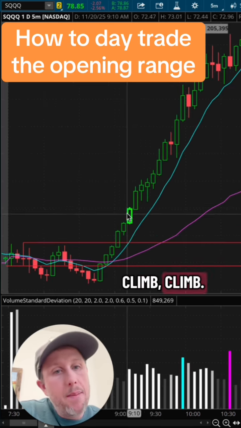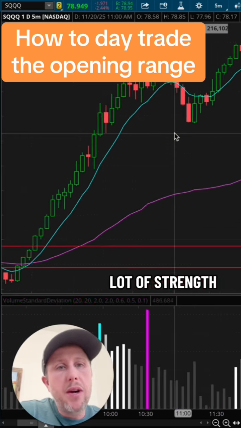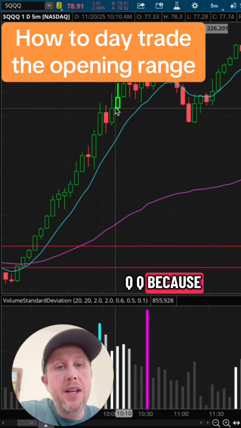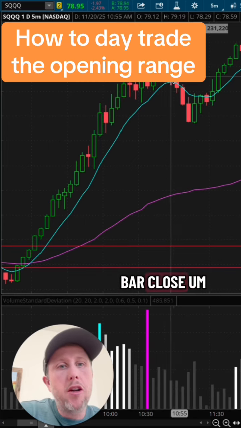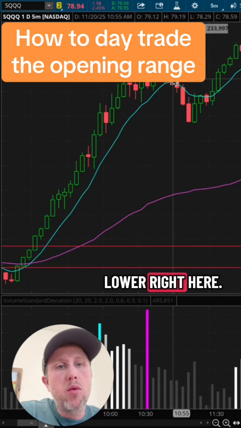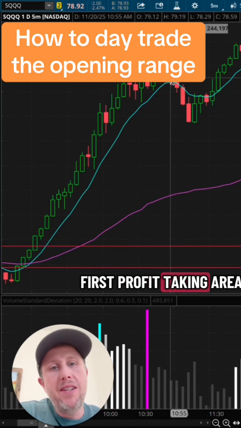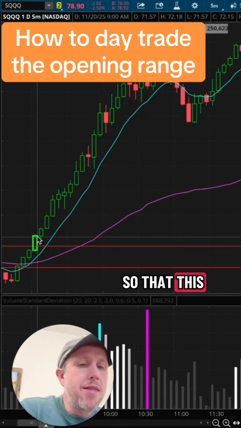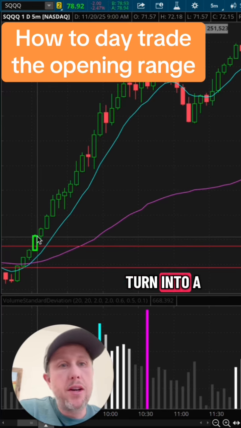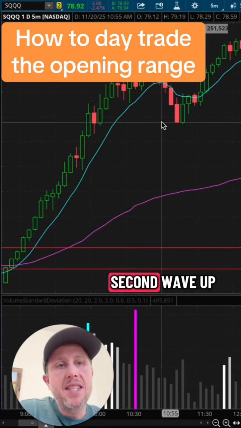We climb. A lot of strength to the upside on SQQQ because the market is very weak. And we get our first 2 candle bar close lower right here. So this is going to be my first profit taking area. I'm going to raise my stop loss to right here so that this doesn't go against me and doesn't turn into a red trade. And then we're going to ride the second wave up as well.